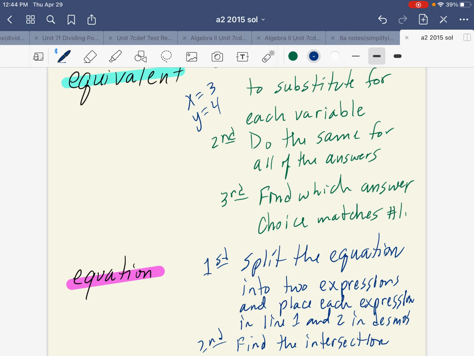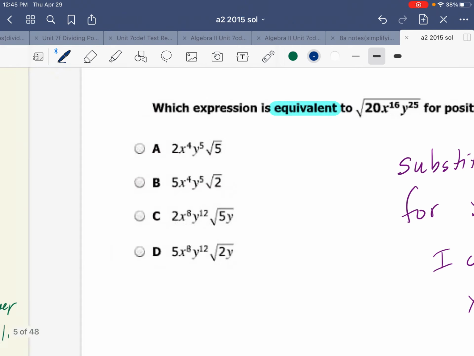And for equations, anytime you see an equation, you can split the equation into two expressions, put each expression into its own space in Desmos, so line 1, line 2, and then find the intersection. Sometimes you can actually just type the whole equation into Desmos, and you're looking for where it crosses the x-axis. That's the solution. So I'm going to go through a couple problems here, just so you can get a visual of what this all means.